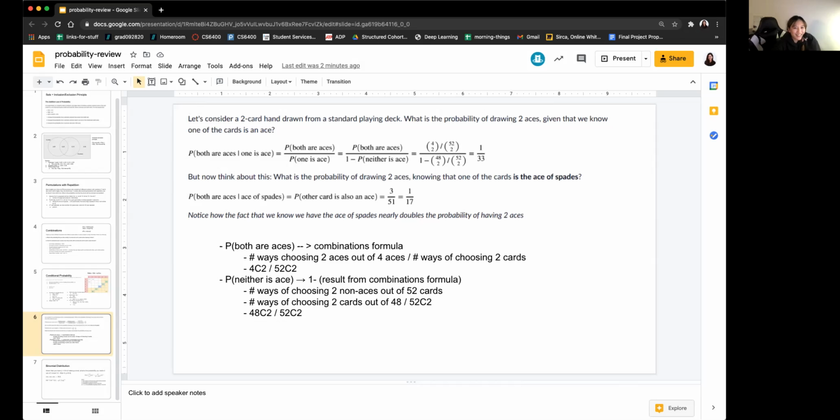For sure, because for both aces, you have 4 aces, so it's 4 out of 52 times 3 out of 51, for the numerator. Definitely, yeah.